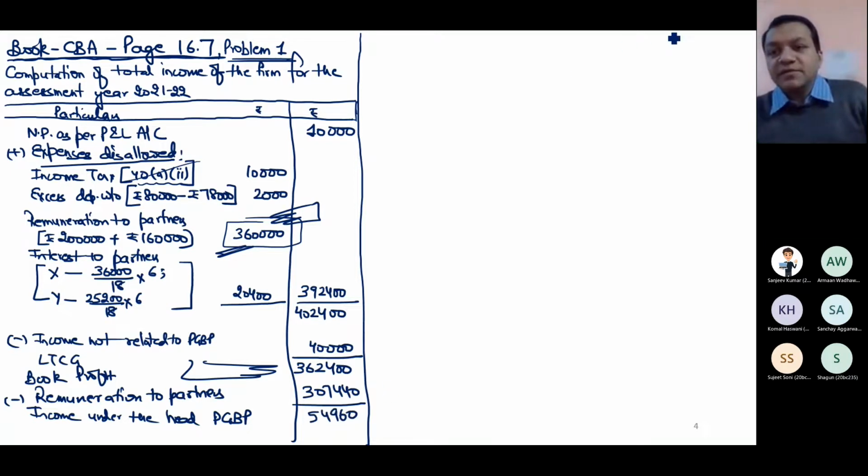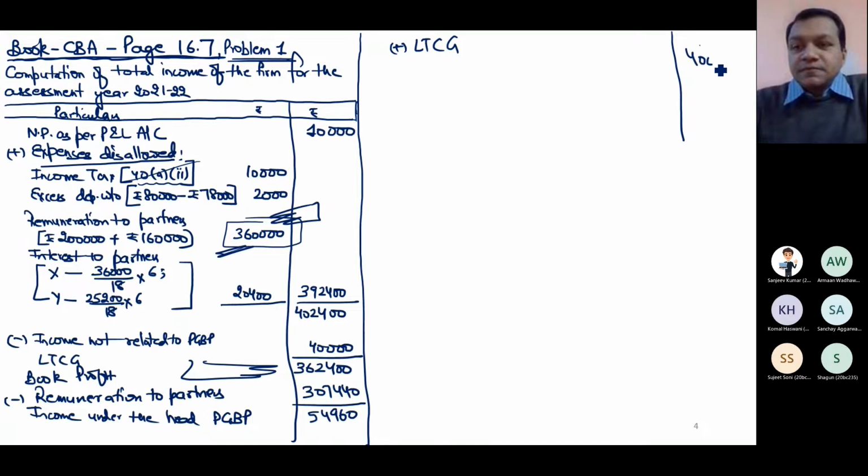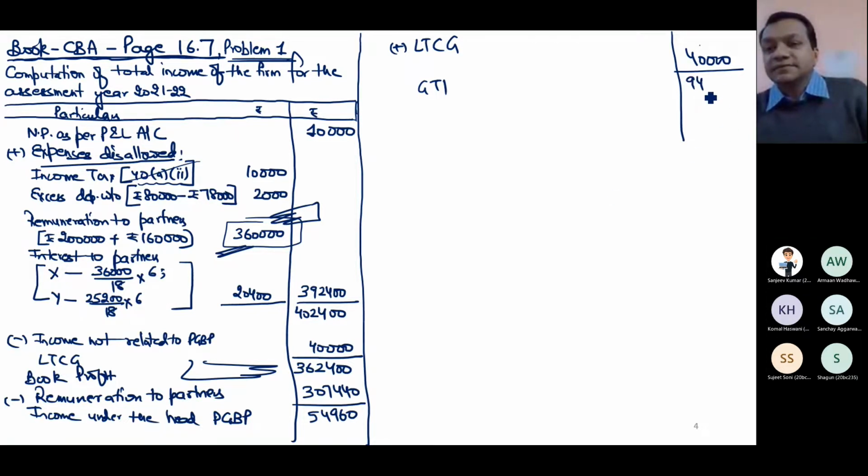Now, is there any other income of the firm given? Salary, a firm cannot have. House property, the firm is not having. We have income from LTCG, 40,000. No other sources given. So the gross total income becomes 54,960 plus 40,000, that is 94,960.